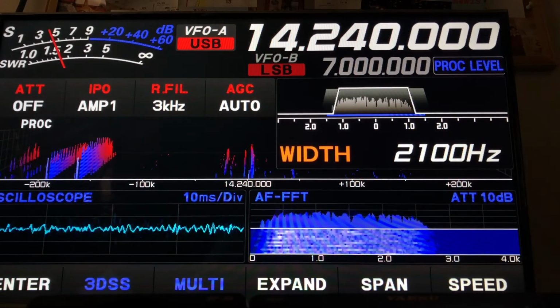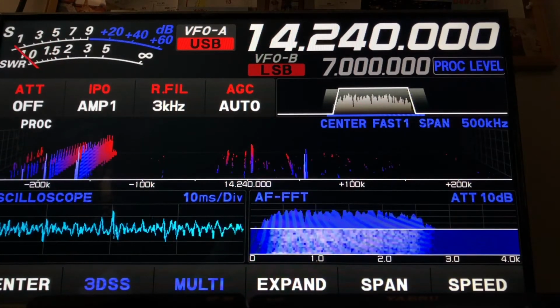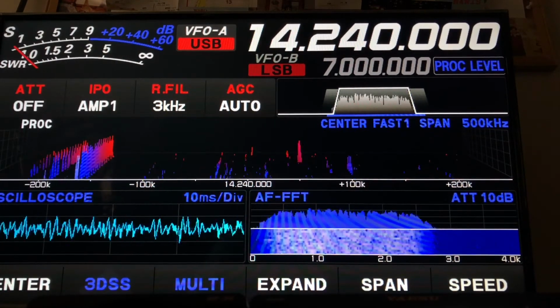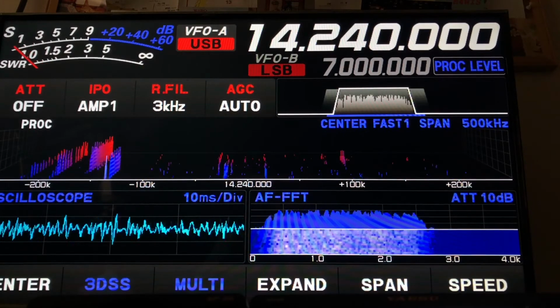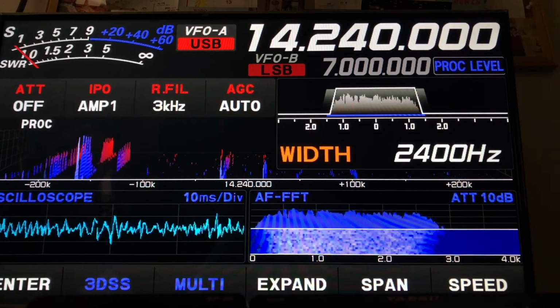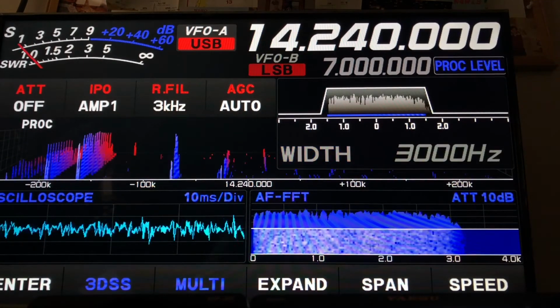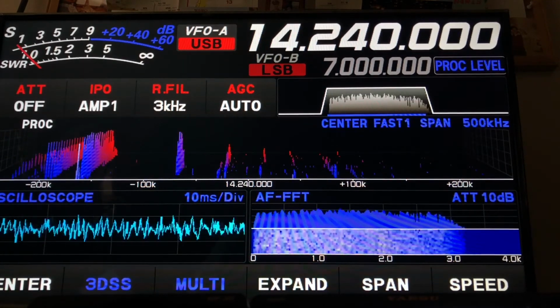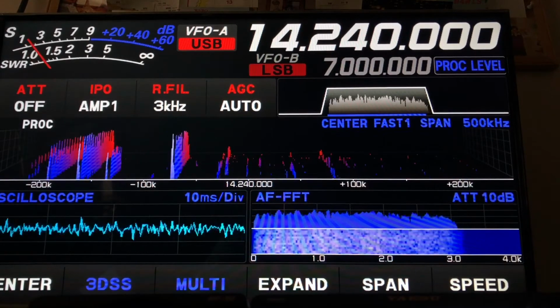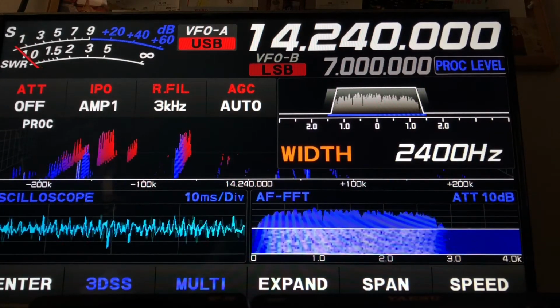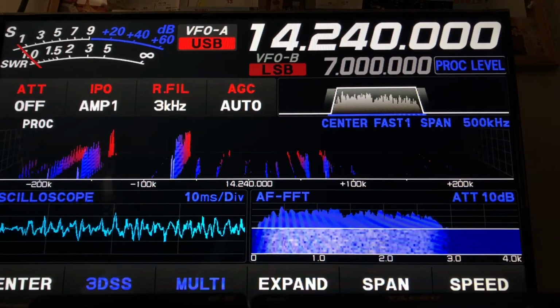You notice his voice gets thinner sounding, but the background noise is going to be subdued compared to listening at 3,000 hertz, okay? So that's what I wanted you to hear from that: if I go narrow with my bandwidth, it improves my signal to noise ratio.